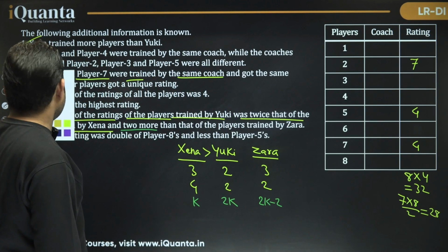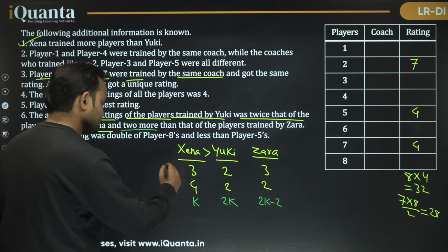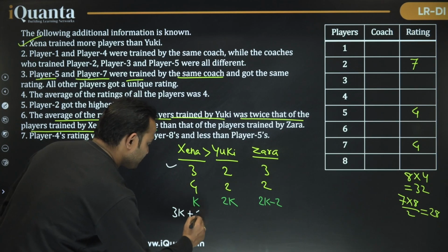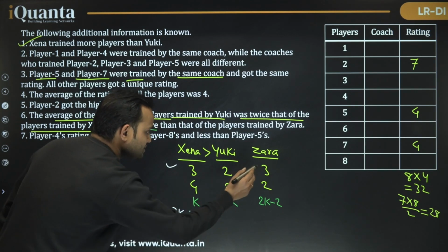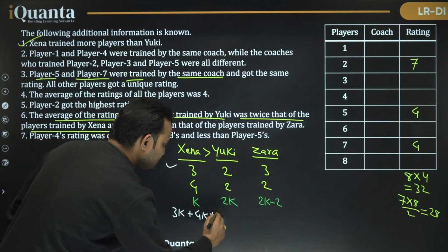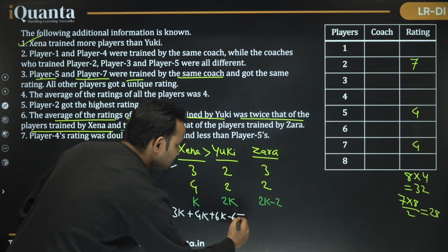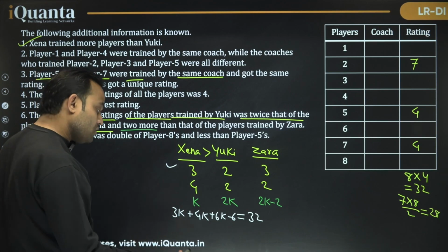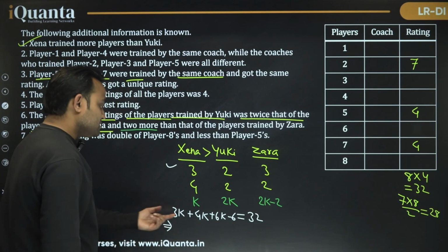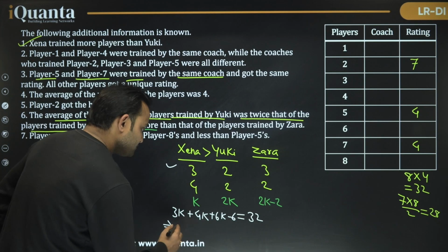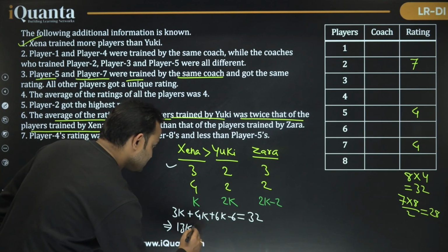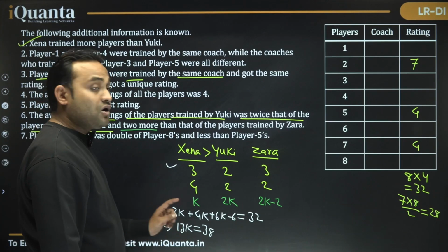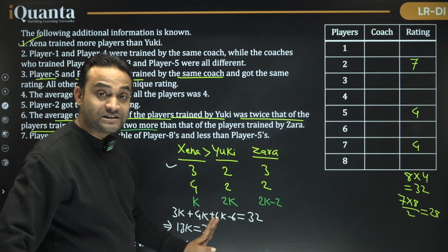Now, if we try to solve this, first case, total should be 3K plus 4K, 2 into 2K, 3 into 2K, 6K minus 6. This should be equal to 32, right? The total should be 32. Or we can say that 7 plus 6, 13K is equal to 38. Now K is not an integer. Now it doesn't matter if the average is not an integer.